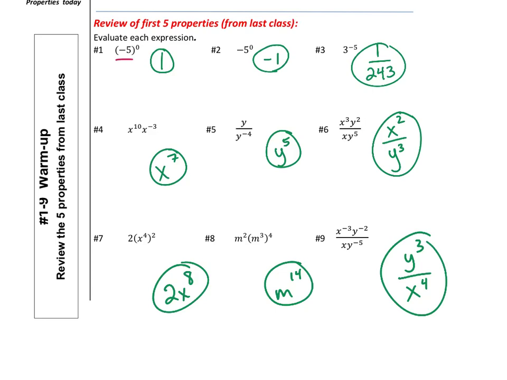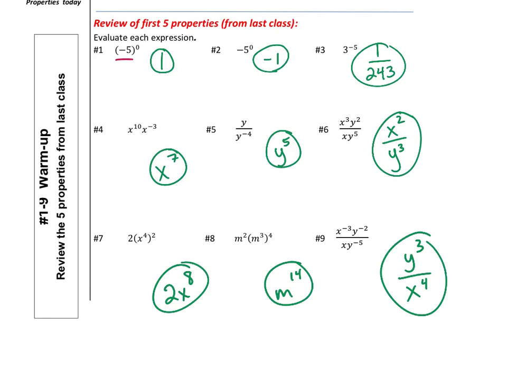In problem number 2, that 5 is to the 0 power, but this negative does not have that 0 power. This is kind of read as the opposite of 5 to the 0, so the opposite of 1. And that's why the negative 1 is your answer. So those have to do both with the first property, which is the 0 exponent property.